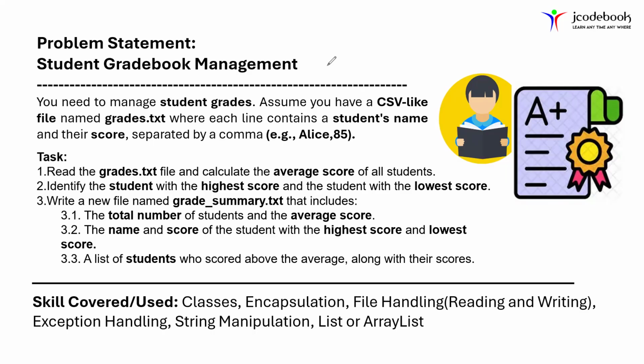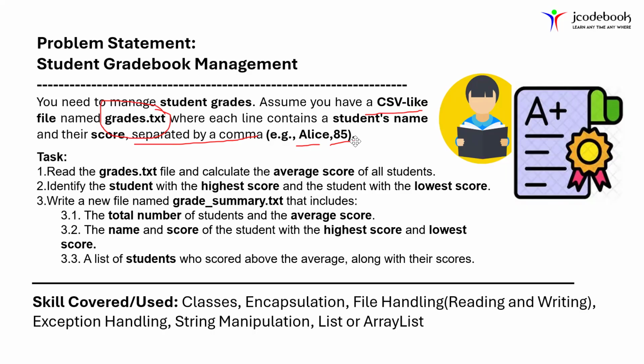In order to manage a student grade, you will create a file named grade.txt where each line contains a student name and their score separated by a comma. So this file contains the data of students in CSV format. For example, the name of a student, comma, score of a student.